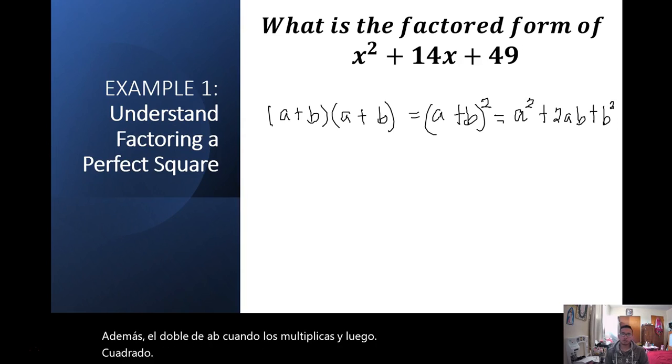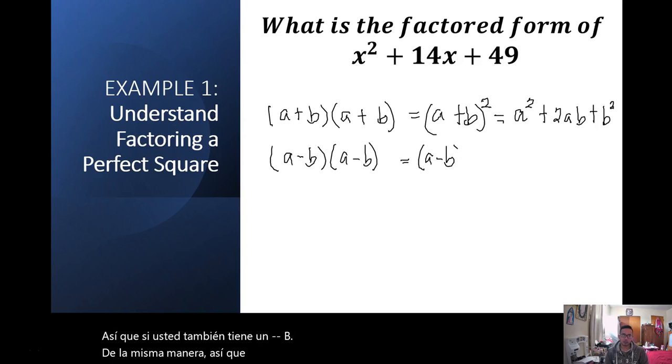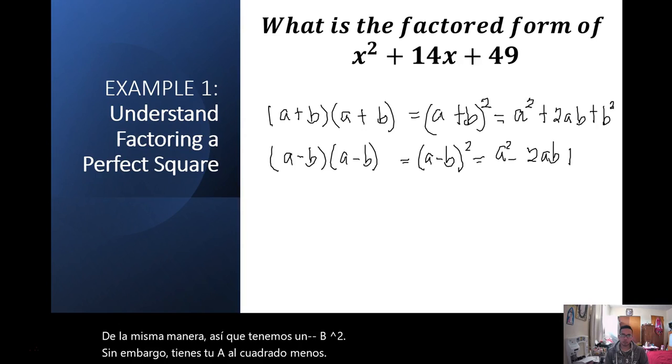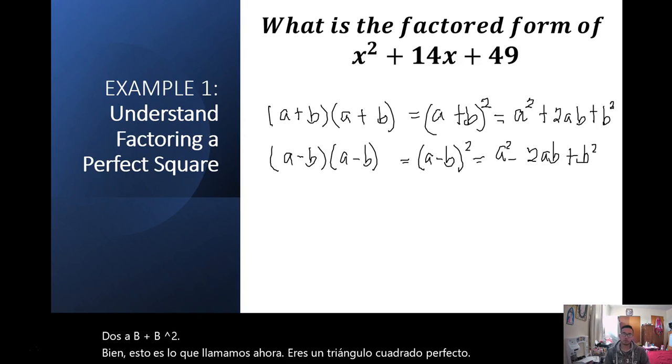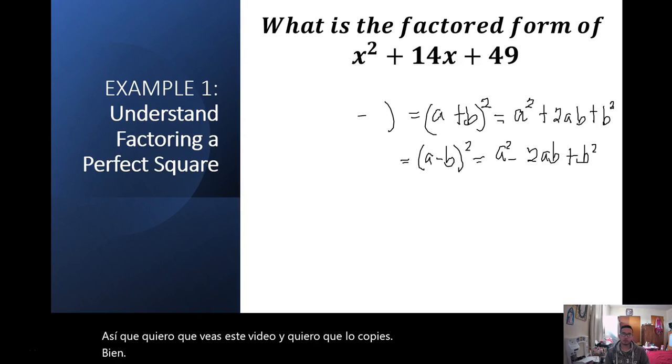Okay, so if you also have a minus b times a minus b, the same way, we have a minus b squared. However, you have your a squared minus 2ab plus b squared. Okay, this is what we call now your perfect square trinomial. Right? So I want you to pause this video and I want you to copy that.